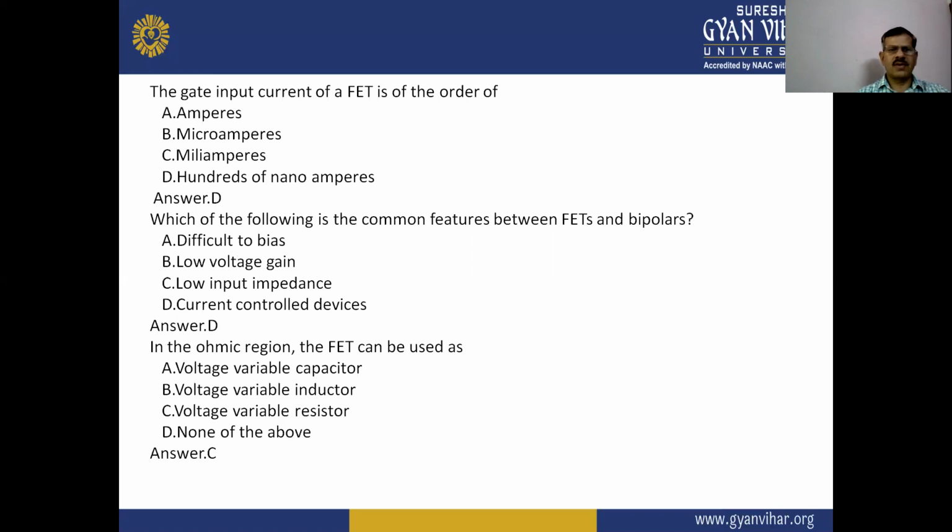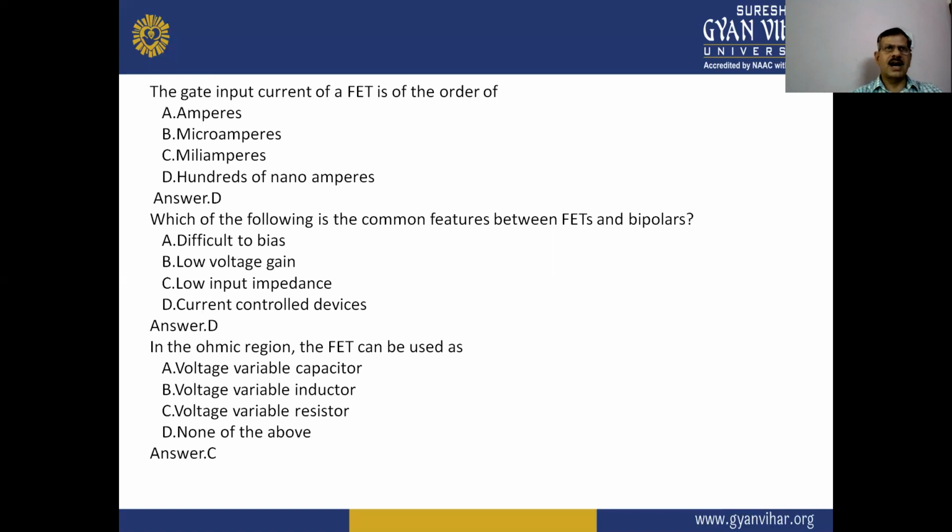Next, which of the following is a common feature between FET and BJT? So what is the common feature between the field effect transistor and the bipolar junction transistor? First option A, difficult to bias. Option B, low voltage gain. Option C, low input impedance. And option D, current control device. So here option D is the answer.